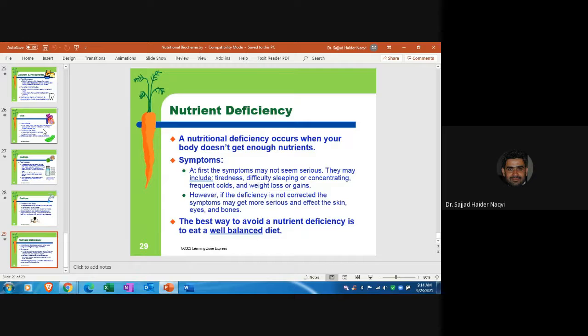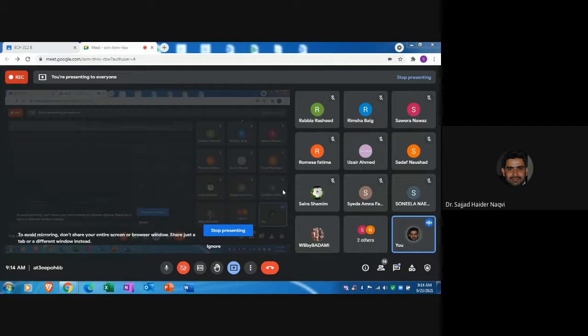So, with this, we have completed this discussion about nutrients and nutritional biochemistry. I'm going to give you a couple of minutes. If you have any questions, you can raise your hand and ask the question, and afterward, we will finish the class. So, now it's open for questions. Just raise your hand.